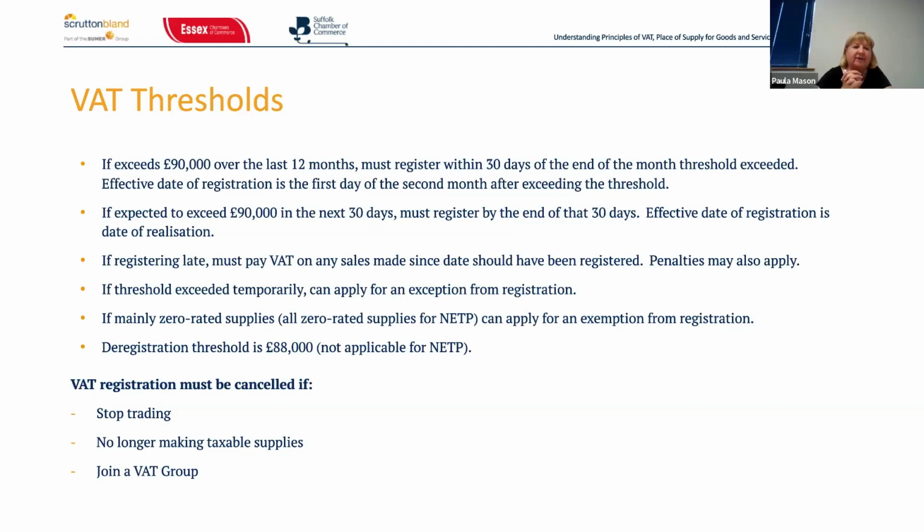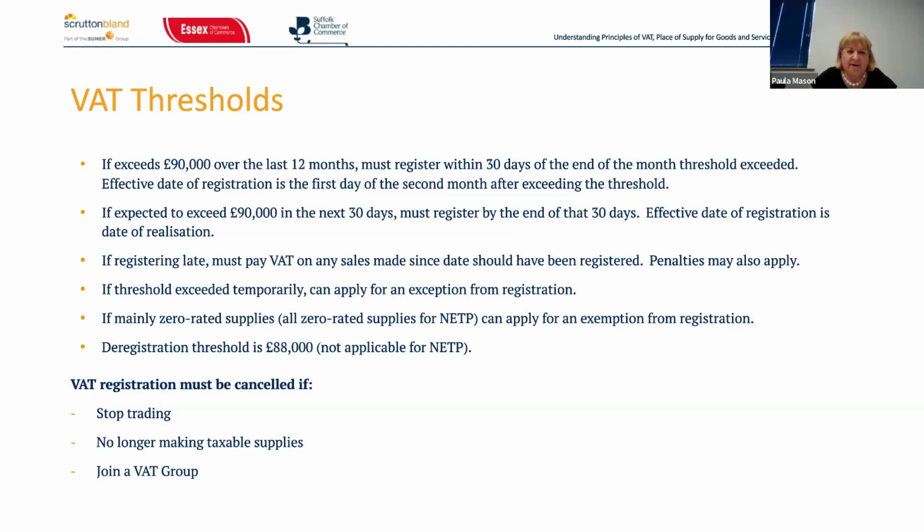If you exceed the threshold temporarily, you can apply for what we call an exception for registration. That would apply to seasonal companies, people that sell lots of things during the summer and maybe it goes quiet during the winter. So they're in and out of the threshold, basically. In that case, you can apply for an exception.